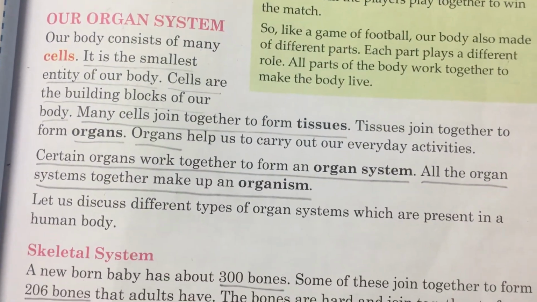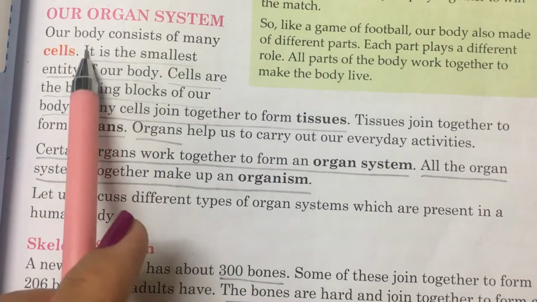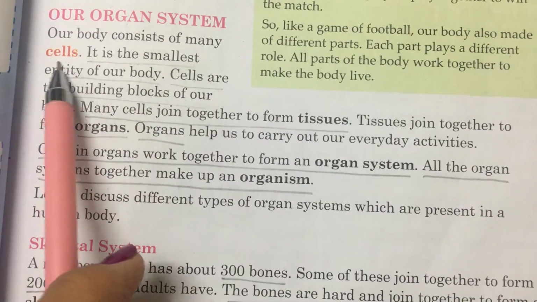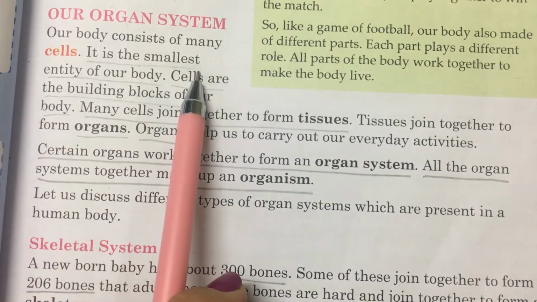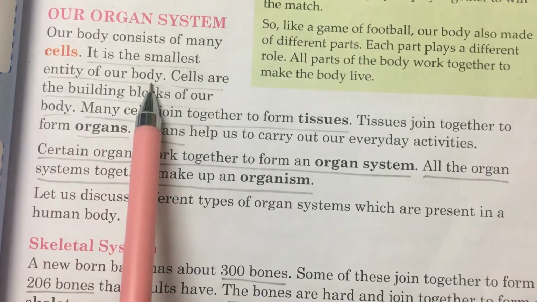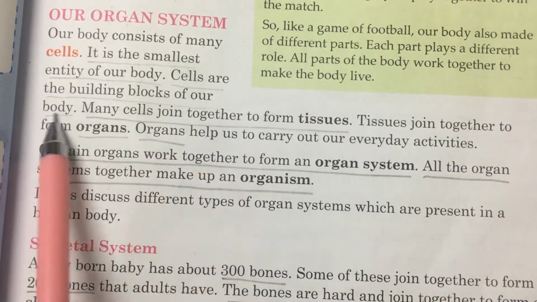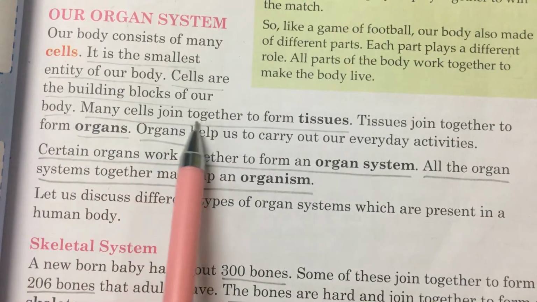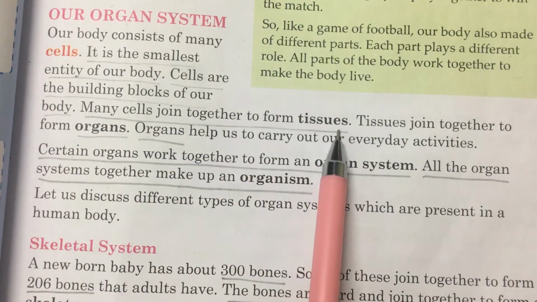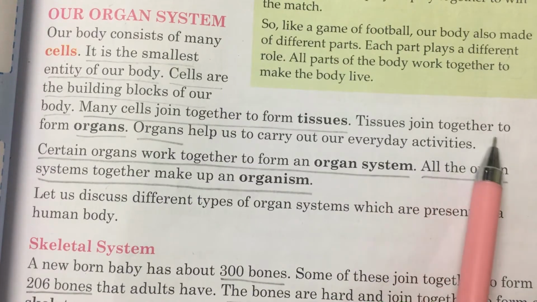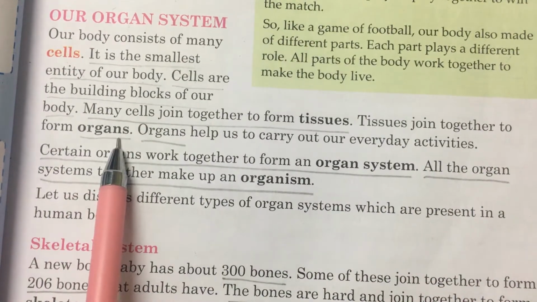Our organ system. Our body consists of many cells. It is the smallest entity of our body. Cells are the building blocks of our body. Many cells join together to form tissues. Tissues join together to form organs.